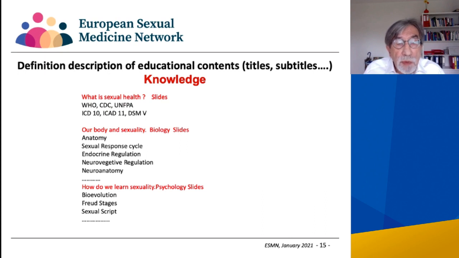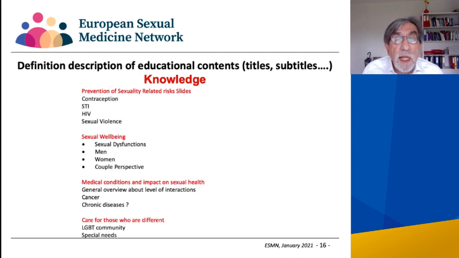The topic 1, what is sexual health, WHO, CDC, UNFPA, the different classifications, our body and sexuality. We have produced the impact on the sexual response cycle, endocrine regulation, neuroanatomy, how do we learn sexuality, the psychology slides. We are producing contraception, STI, HIV, sexual violence material, sexual well-being, the definitions of dysfunction, men, women, and couple perspective. We look into the different medical conditions and their impact, always based on evidence. And finally, we are also putting together the care of those who are different LGBT community and the special needs of these communities.